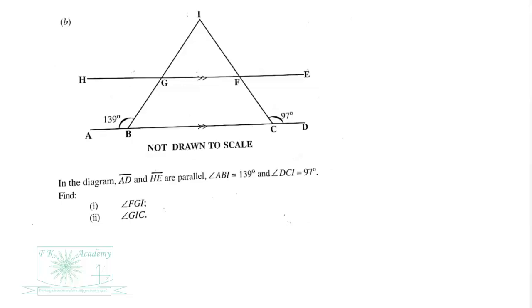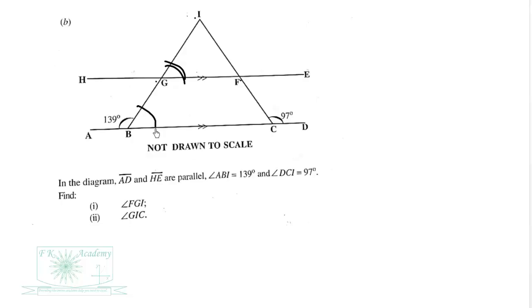With the B part, we have to calculate angle FGI. In the diagram, line segment AD and line segment HE are parallel. Angle ABI is 139 degrees and angle DCI is 97 degrees. Find angle FGI. The required angle we are finding is FGI, the angle here.